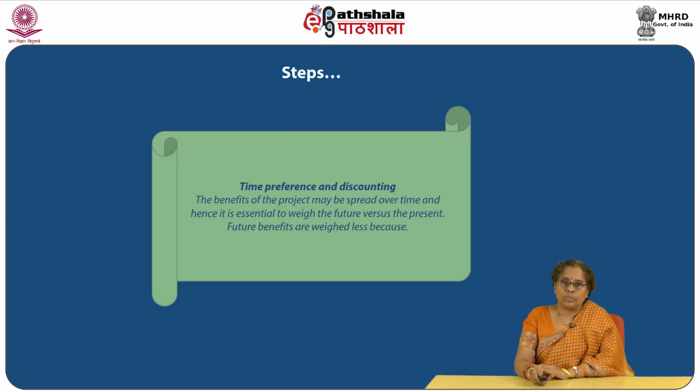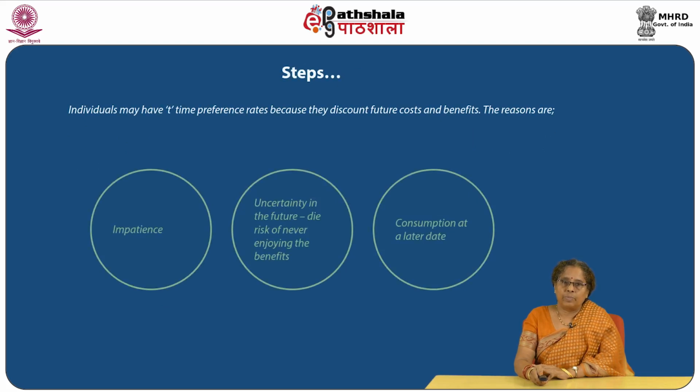The fourth step of cost benefit analysis is time preference and discounting. The benefits of the projects may be spread over time, and hence it is essential to weigh the future versus the present. Future benefits are weighed less because, one, individuals may have positive time preference rates because they discount future costs and benefits. The reasons are impatience, uncertainty in the future, which is death, risk of never enjoying the benefits, and the third one is consumption at a later date.